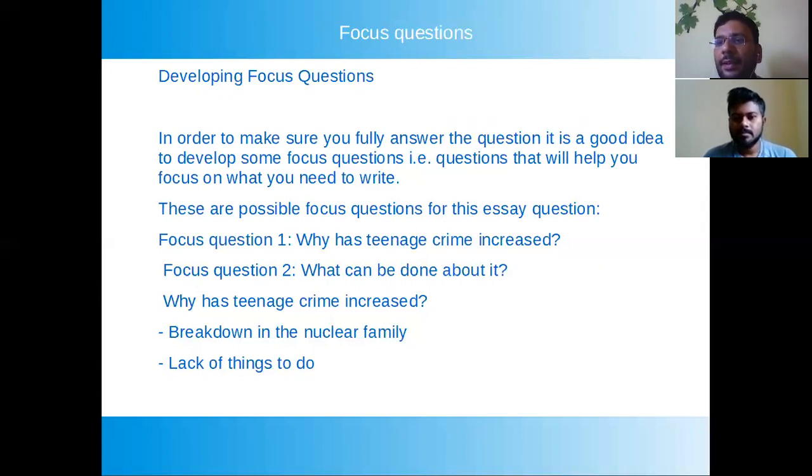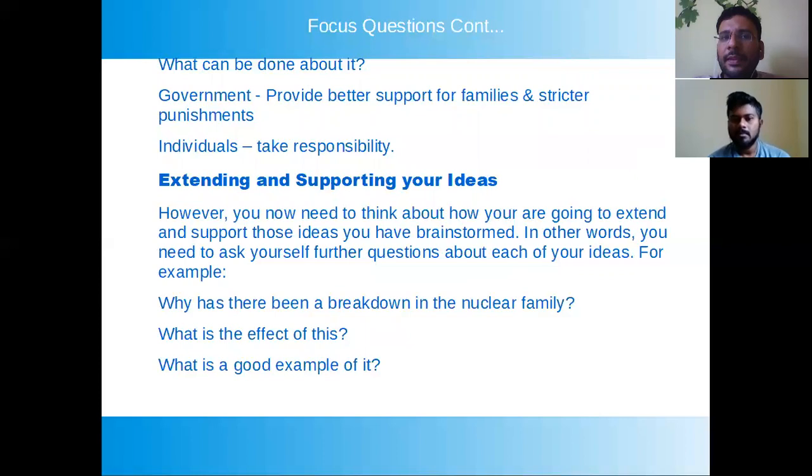Let's say when we talk about breakdown of families, essentially, which means these children live with a single parent. So obviously you don't have any fatherly figure who can guide you. So that could be one possible reason. So as you pose more number of questions, you get more number of ideas.